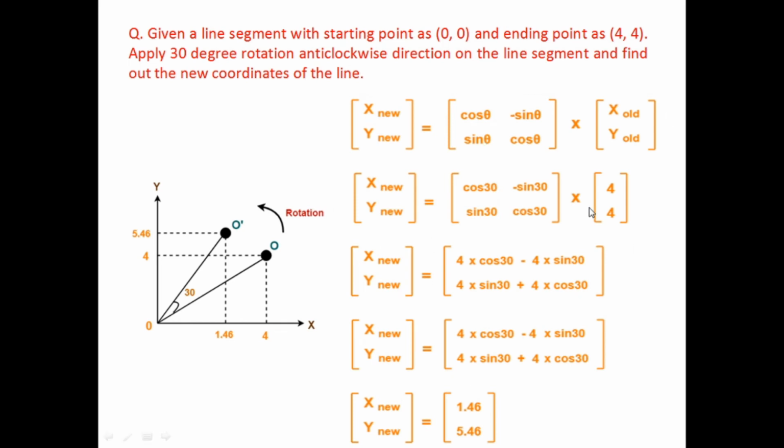Now what about the 2D rotation? Given a line segment, let me assume this is a vector, a line segment with starting point 0, 0 and ending point 4, 4. This is small o. Apply a 30 degrees rotation in the anti-clockwise direction on the line segment, and find out the new coordinates of the line.